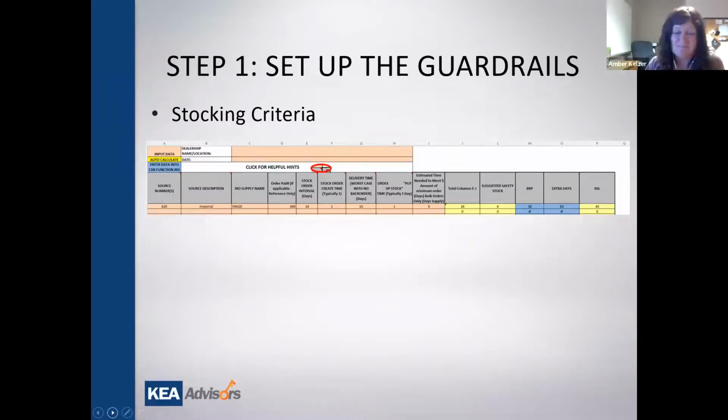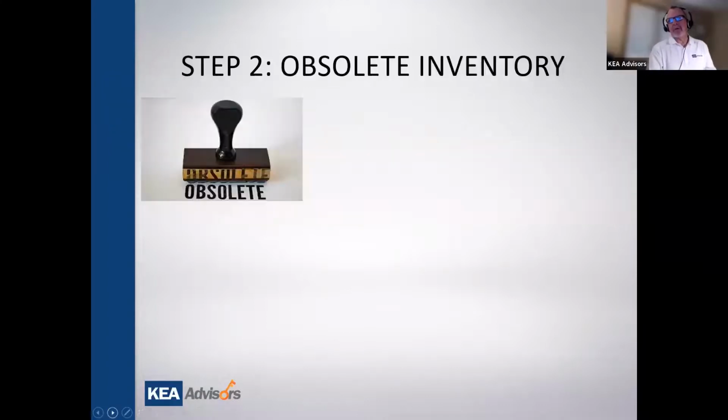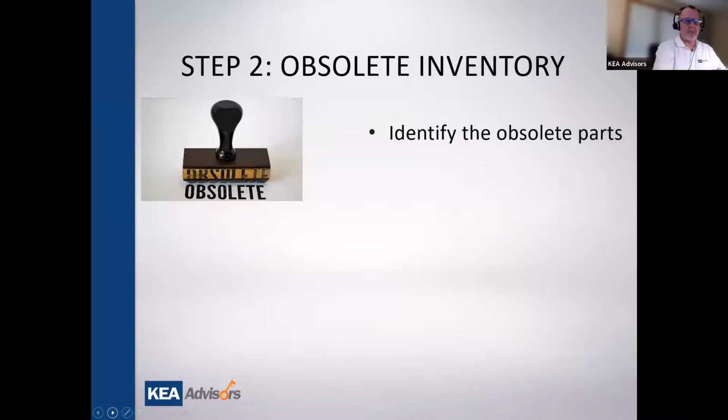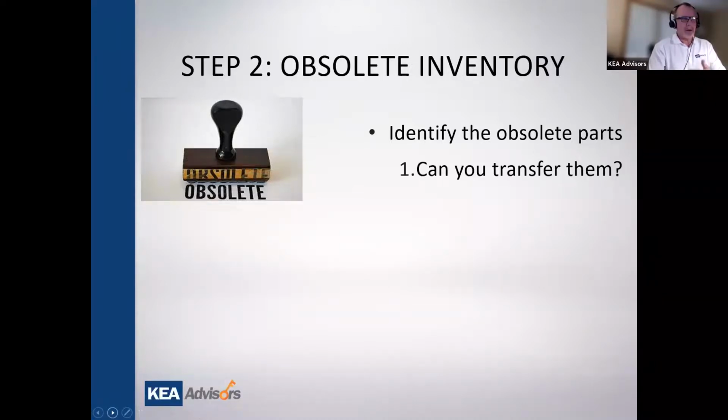Right. The second step, Amber, you talked about was this idea of obsolete inventory. So this first identification of the obsolete parts is a pretty simple process, right? We're looking at parts that haven't moved over a certain period of time, typically over 12 or 13 months. But you start to ask some questions. The first one you always look at is, does it make sense, is it economically advantageous, simply to transfer the parts?